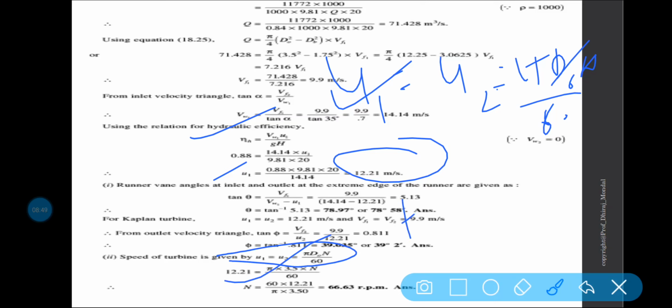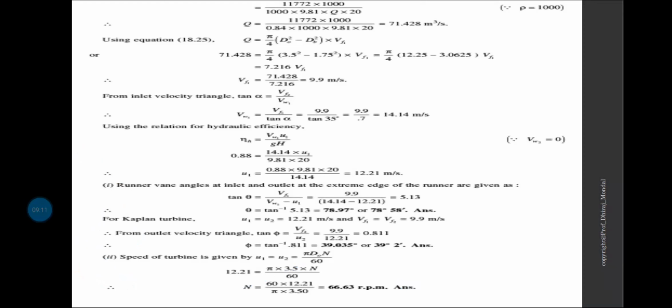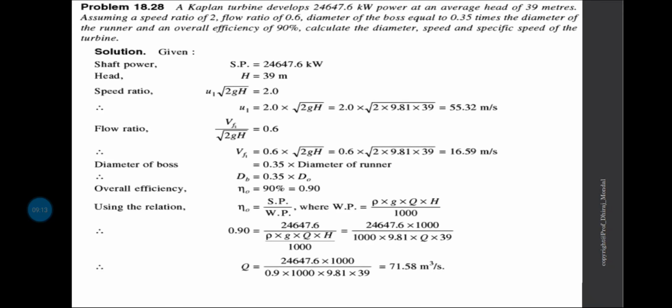Another thing you have to find out is tan phi. Tan phi is equal to vf2 by u2. So u2 I have got, vf2 I know, vf2 is equal to vf1. So this is the answer. Phi is equal to 39.035 degree, and n is equal to 66.63 rpm. So this is your answer. I think it is clear. Now if it is clear, then come to the next question.